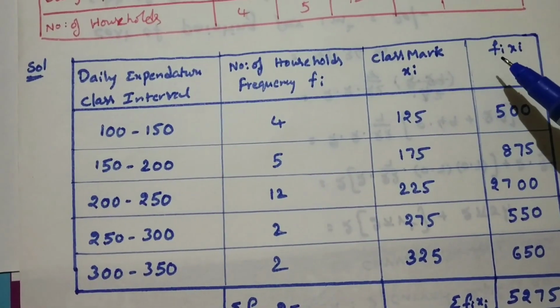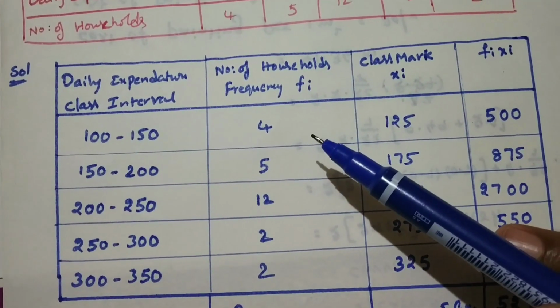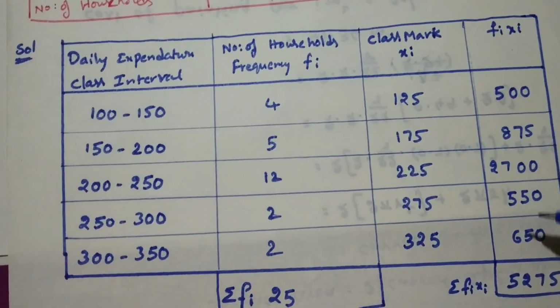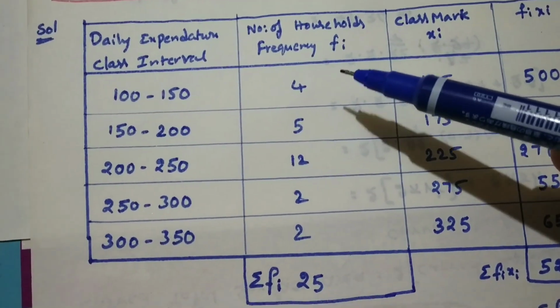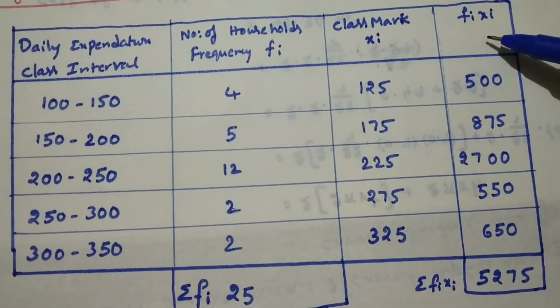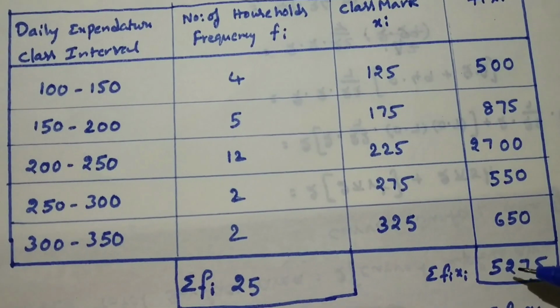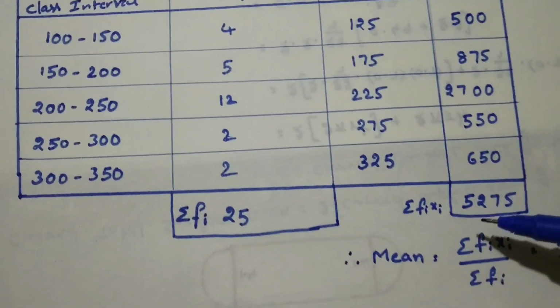After that you write one more column, fi into xi, the product of this column and this column, and write all those things. Now the sum of the frequencies, sigma fi, is equal to 25 you will get, and sigma fi xi, you should write the sum of all these terms. Now 5275 you will get.